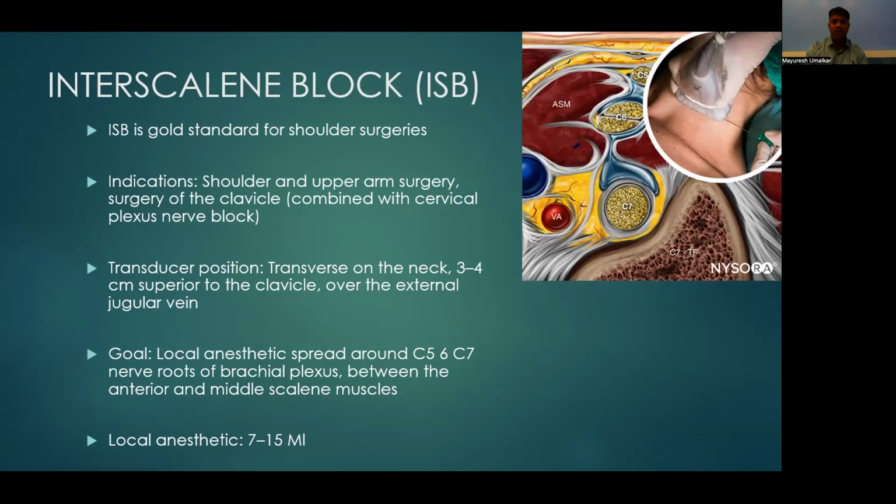Now, the interscalene block is the gold standard for shoulder surgeries. Indications are shoulder and upper arm surgery and surgery of the clavicle. The transducer position is transverse on the neck, just 3 to 4 centimeters superior to the clavicle or the external jugular vein. In the image above, you can see the local anesthetic spread around the C5, C6, C7 nerve roots of the brachial plexus between the anterior scalene and middle scalene muscles. Local anesthetic of around 7 to 15 ml is more than enough. I generally give only 10 ml of drug.